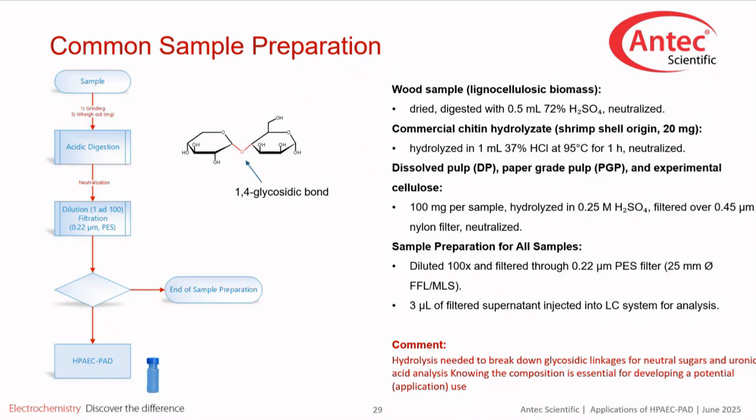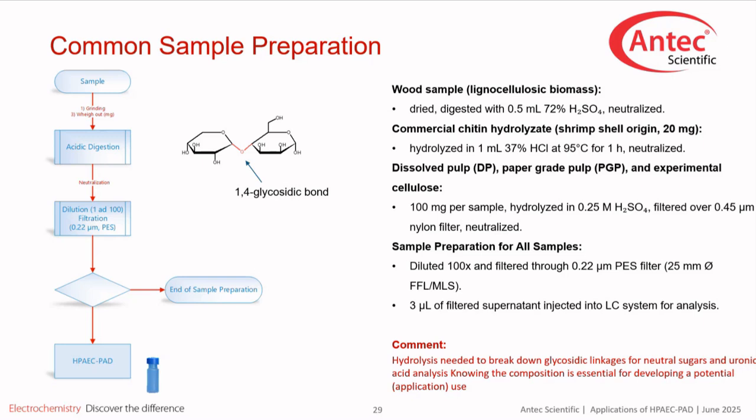On this slide, you will find a general overview of the sample preparation process, which starts with grinding and weighing, followed by acidic digestion. The flow diagram shows that we proceed with the neutralization step, and then we get to inject the sample into the HPLC-PAD instrument after it's been diluted and filtered. Digestion is essential for breaking down the glycosidic bonds, allowing us to form neutral sugars and uronic acids. This process is key for understanding the fermentable composition, which is vital for developing exciting industrial applications.